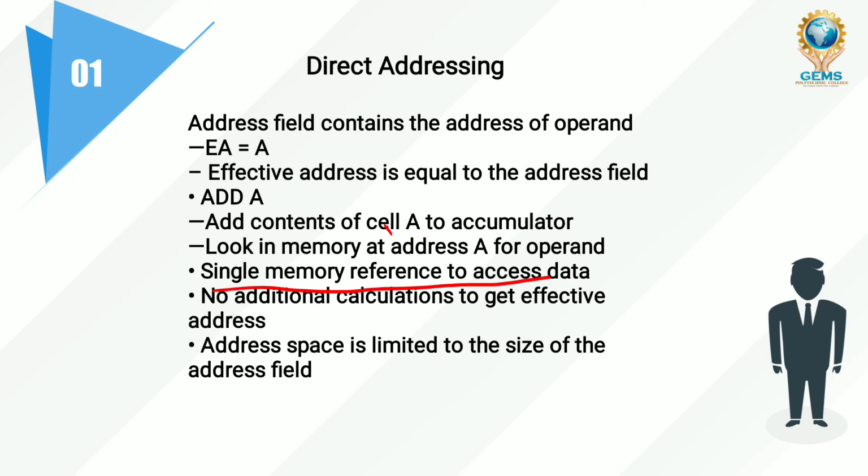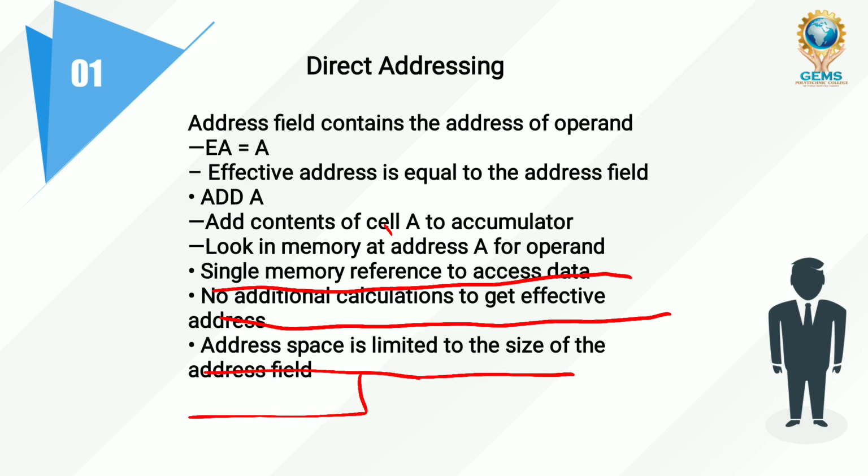Single memory reference to access data. No additional calculation is needed to get the effective address. The address space is limited to the size of the address field. So here we talk about direct addressing. That addressing also has some size, and based on that size only, it will perform the operations.